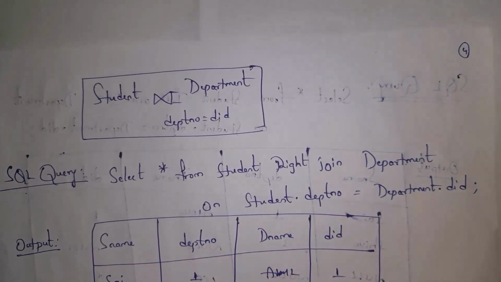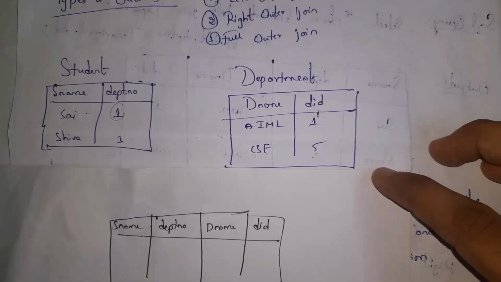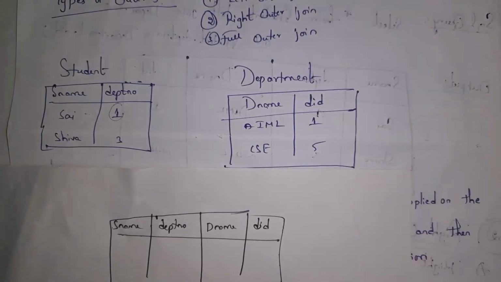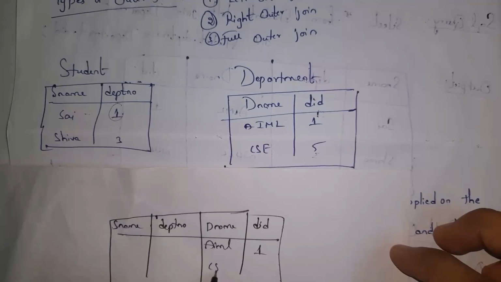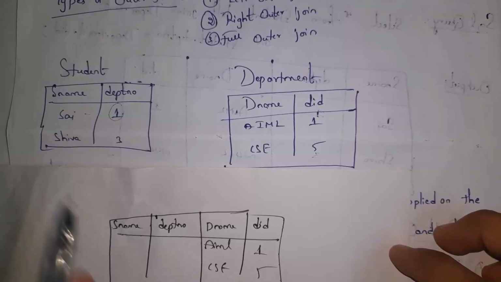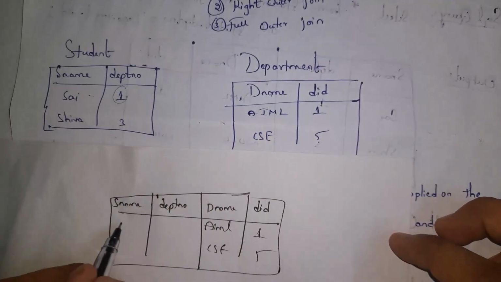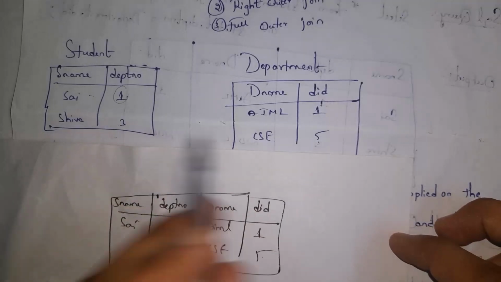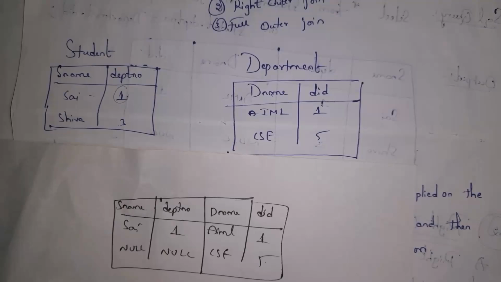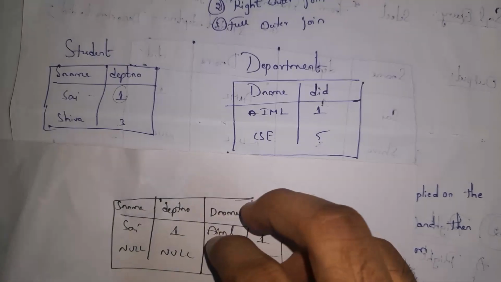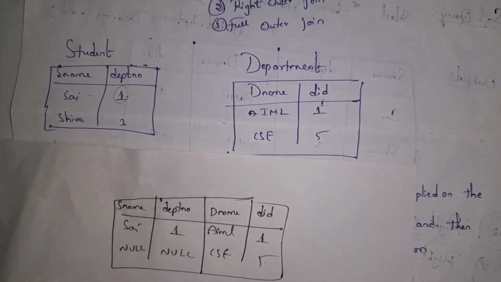Whenever you execute this query, I'll get output. Right outer join will return all the rows from right table and only matching rows from left table. So all rows will be included, that is AML 1, CSC 5, and only matching rows from left table. So here there is match 1 1. So Sai 1, 3 and 5, there is no match. So include null. This is my output. Left outer join will return all the rows from left table and only matching rows from right table. Whereas right outer join returns all the rows from right table and only matching rows from left table. Next I will explain what is full outer join.